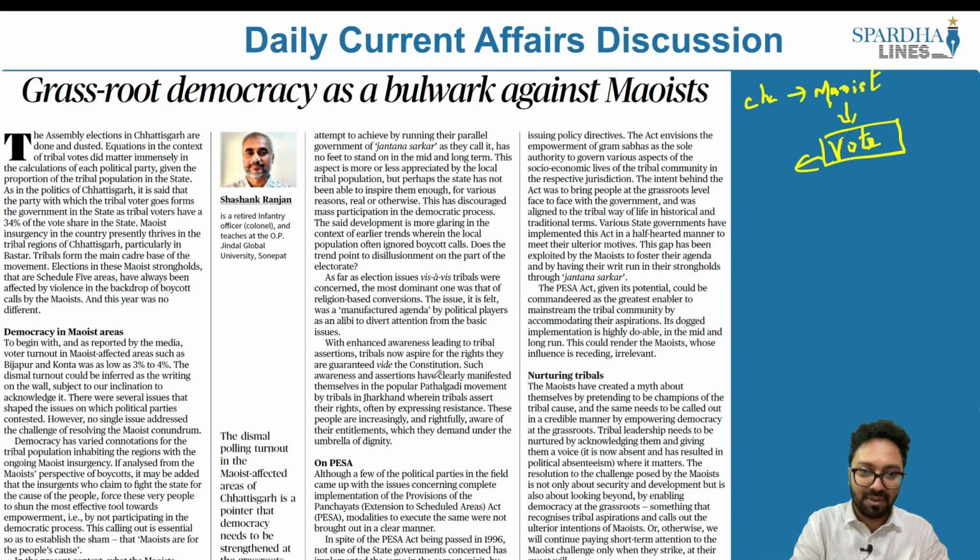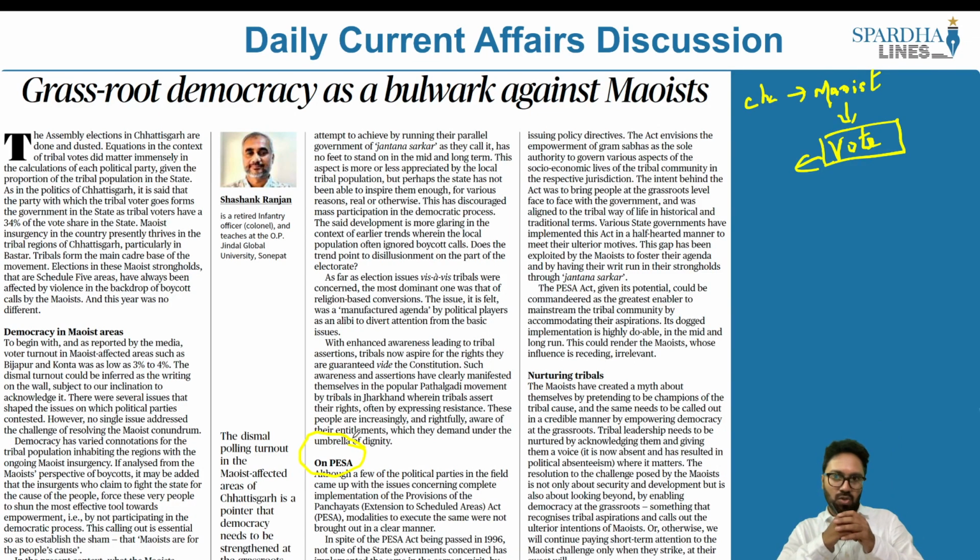says is that we have PESA, the Panchayat Extension to the Scheduled Areas Act, and we also have other provisions in the Fifth and Sixth Schedule. These will have to be implemented so that ultimately these directions of the Maoists can be suspended over a period of time. So what is this article speaking about?